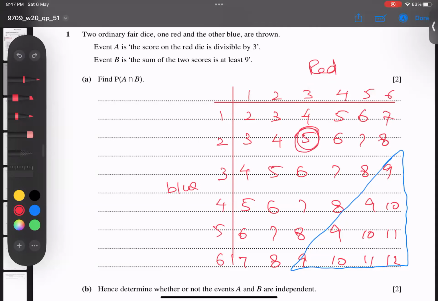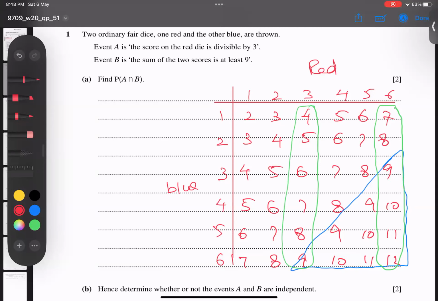How to get this 5, students? 3 from the red die and 2 from the blue die. So it is very clear. It means there is a full column, this full column. I make it green color. All these options are divisible by 3.